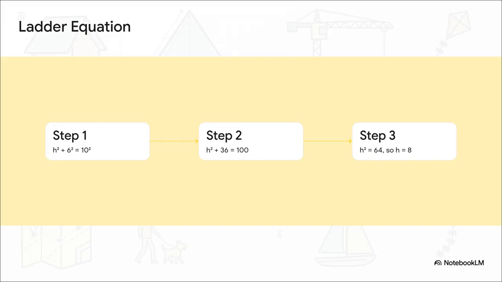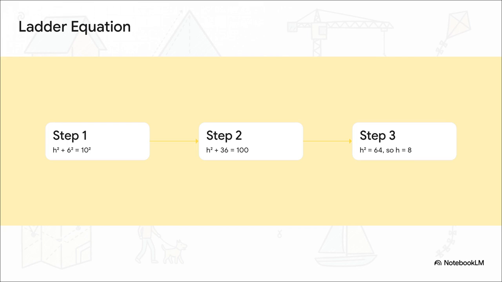Let's actually walk through the algebra together, step by step. It's kind of like a puzzle. In step 1, we plug our numbers right into the theorem. Our unknown height is h, so we've got h squared plus 6 squared equals 10 squared. And remember, 10 is the ladder, our hypotenuse, so it always gets to sit by itself on one side of the equal sign.